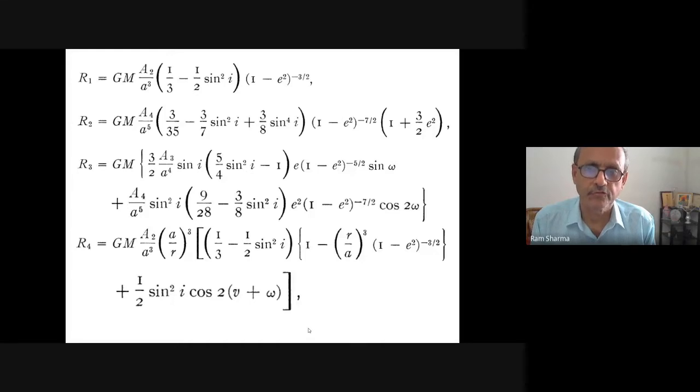And it contains sine of small omega, cos 2 omega, sine squared I, E and A. And R4 contains the true anomaly V. You see in the last line, half sine squared I cos of 2 omega plus V plus omega.